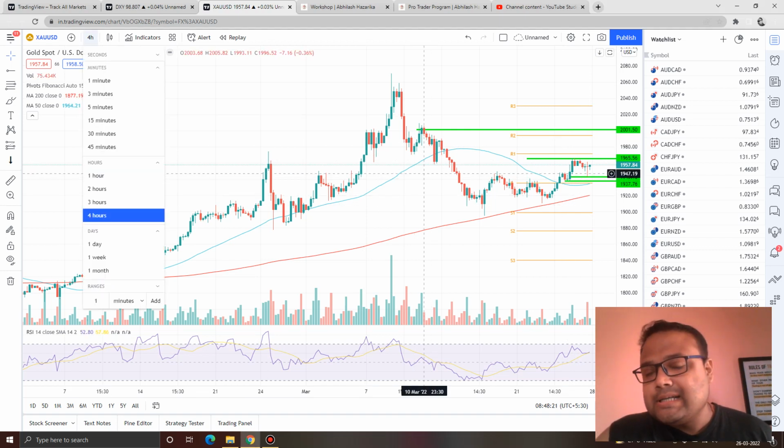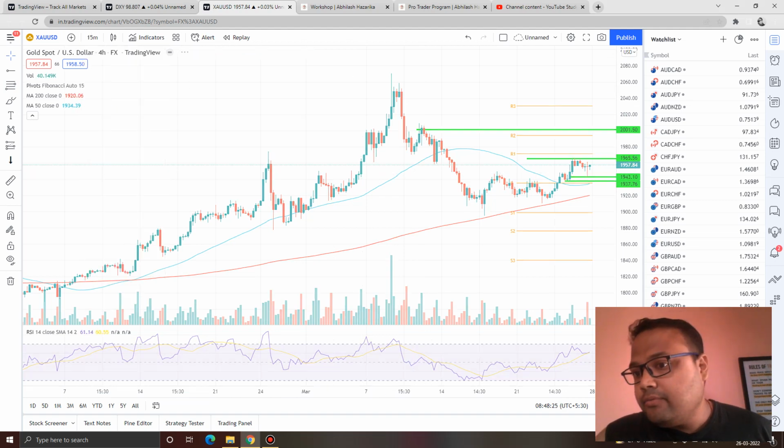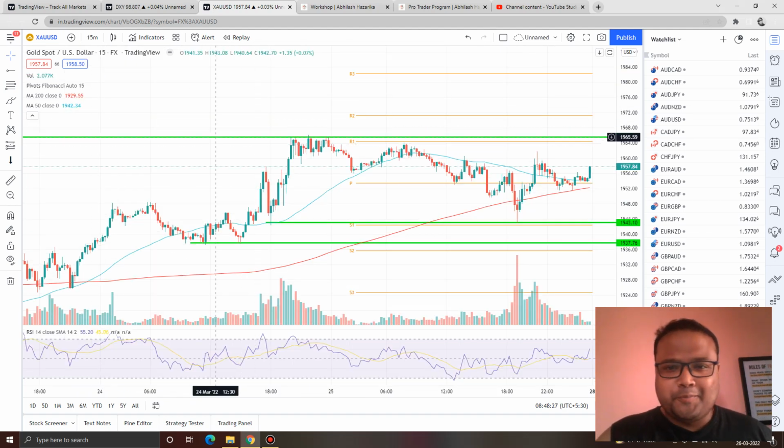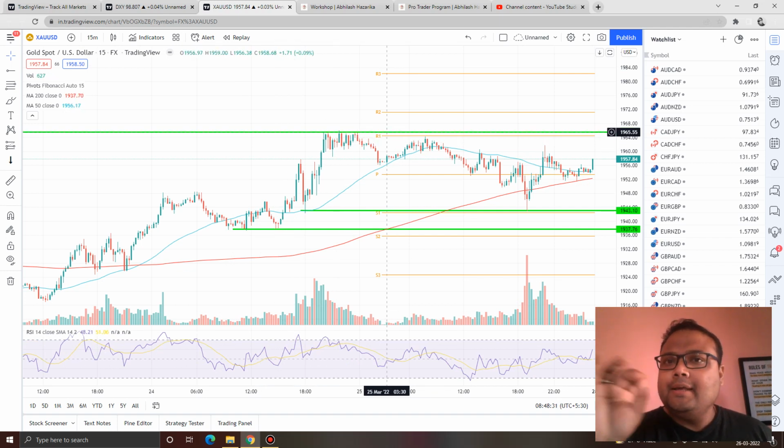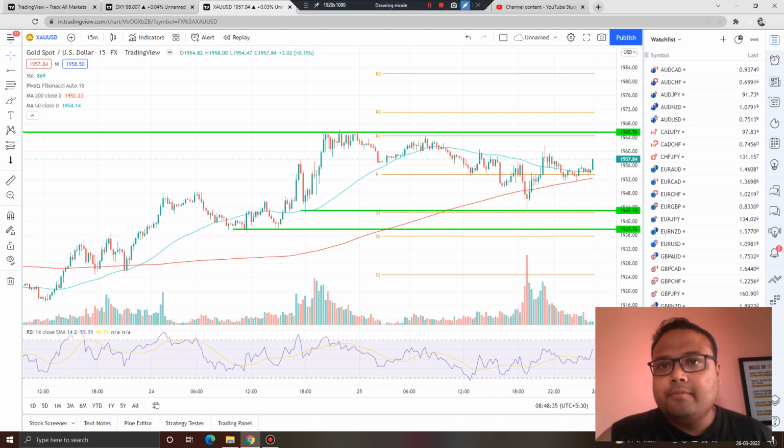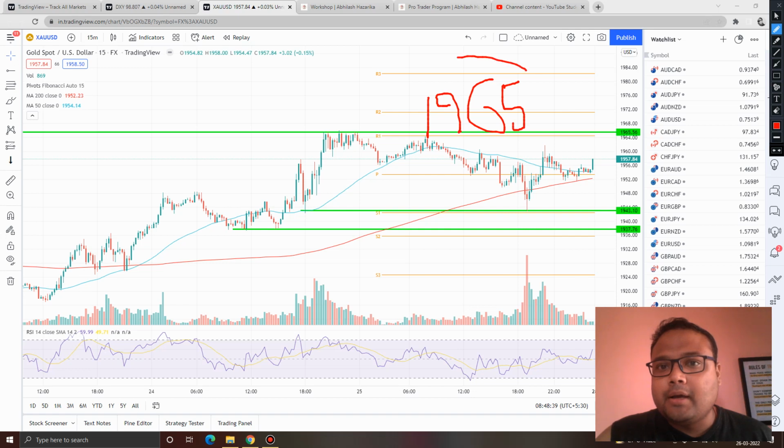To understand the trading levels for Monday, we need to move to the 15 minutes time frame or a lower time frame. Right now I'm in the 15 minutes time frame, and you can see that the important resistance for the market right now is 1965. 1965 is the important resistance for the market right now.